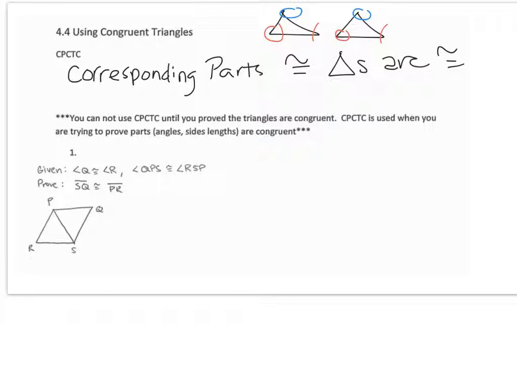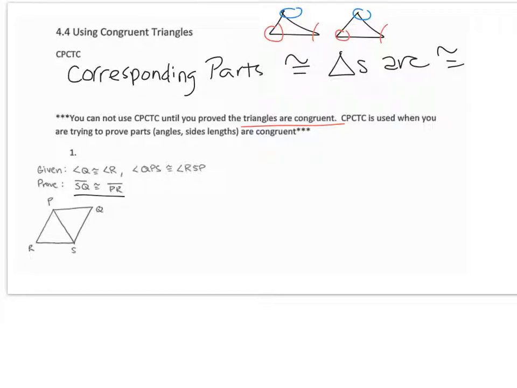So CPCTC is a shorthand version. You cannot use CPCTC until you prove the triangles are congruent. So CPCTC is used when you are trying to prove parts of triangles are congruent. So the steps are, first you have to prove the triangles are congruent, then you can prove the last line that the segments are congruent. I know number one is CPCTC because we're proving that two segments are congruent.